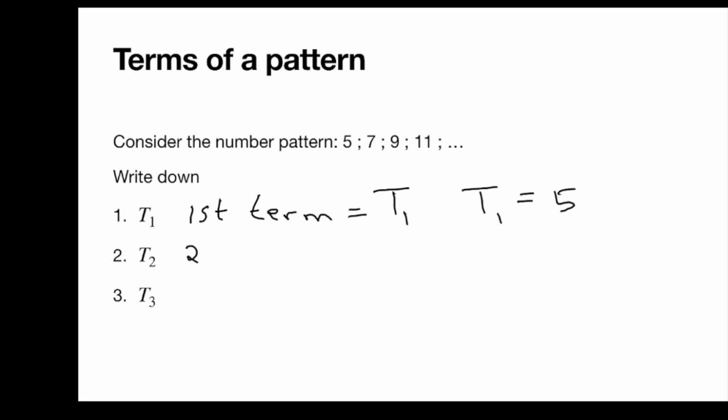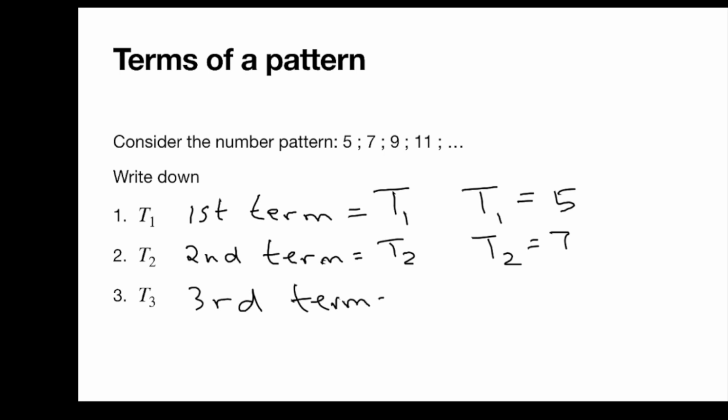T2 means the second term. So the second term is written as T2 in short. So we can write T2 is equal to 7. Similarly, T3 is the third term of that number pattern. And so T3 in this particular example is equal to 9. Right. You can continue counting. For instance, you can go to T4, you can go to T5, T6, and so on.